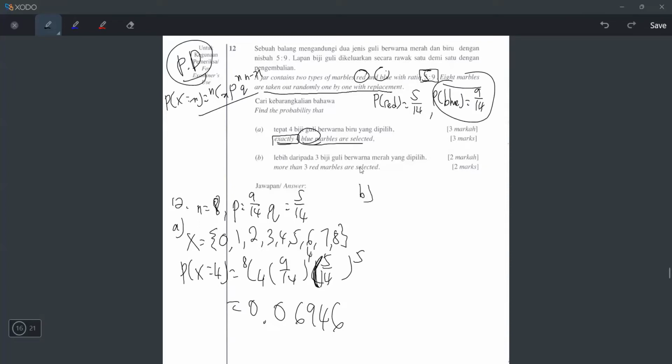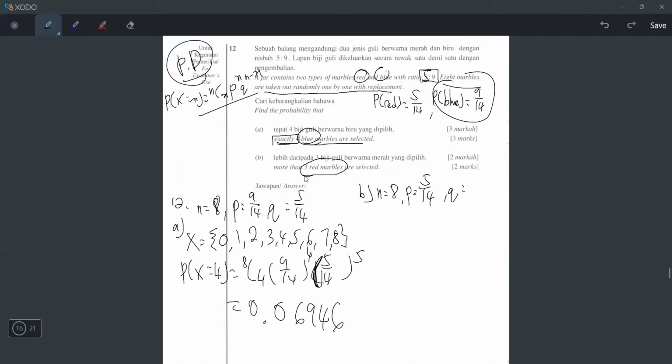What about B? Find the probability that more than 3 red marbles are selected. Now blue is not the success anymore. It's red that counts as success. So your n is still 8, but your p is not 9 over 14 anymore. It becomes 5 over 14 because now red is considered success. Because if you want to know what p is, you always look at the last baris. I spoke Chinese again. So, the last baris.